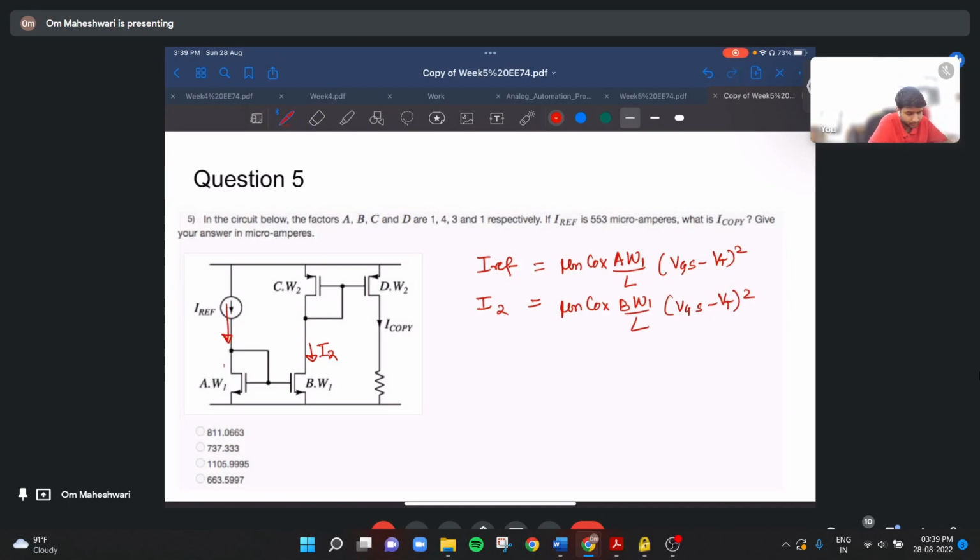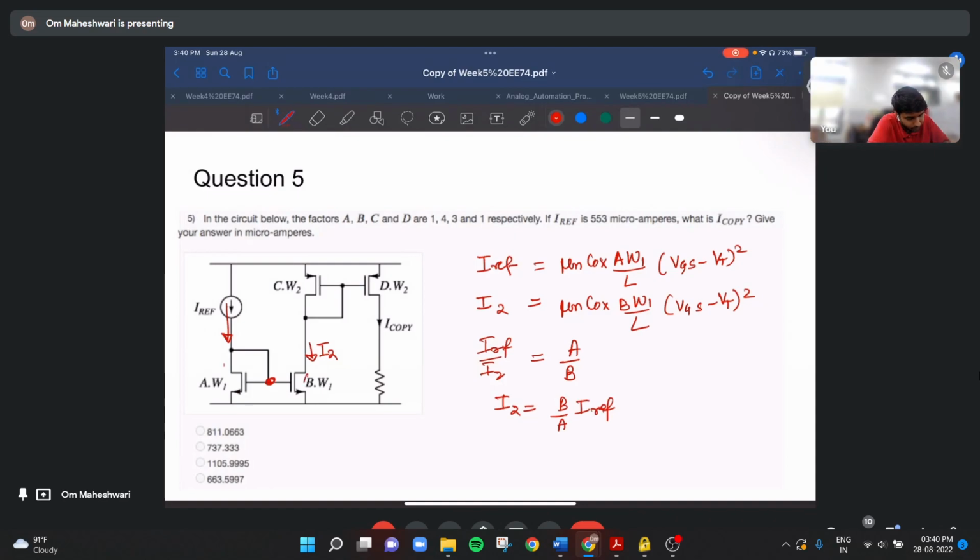Now, they both have the same gate voltage. So if I take the ratio, IRef by I2, these terms will get cancelled, and I'll get A by B. So I2 equals B by A times IRef. So this current will be B by A times IRef.